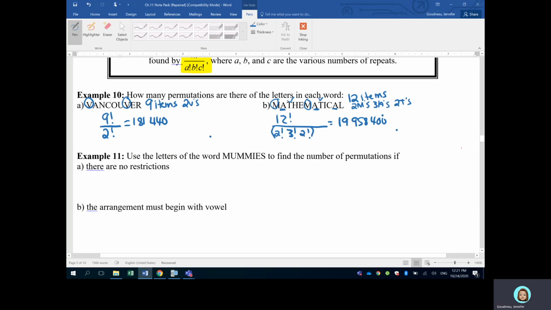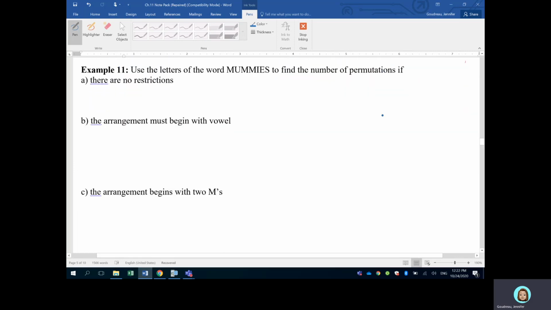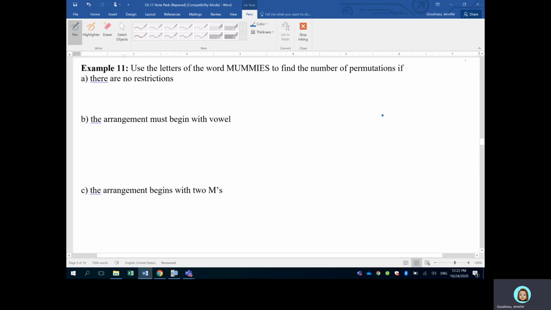Okay, in example 11, we are again going to have a word that has repeating letters, but now we're going to put it together with what we talked about in a previous example with restrictions. Example 11, use the letters of the word mummies to find the number of permutations. Okay, so before we start, count up our number of items. We have 1, 2, 3, 4, 5, 6, 7 items here. And we should notice that we have 3 M's. So we have some identical items here.